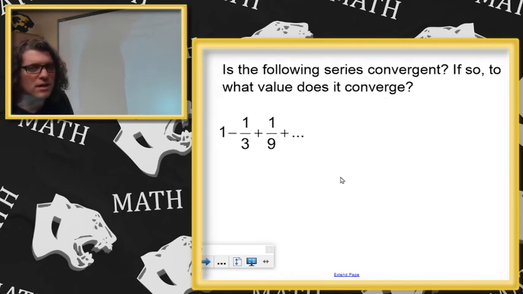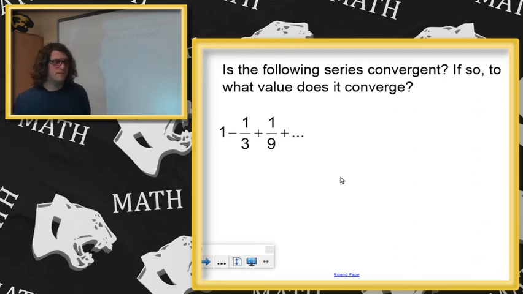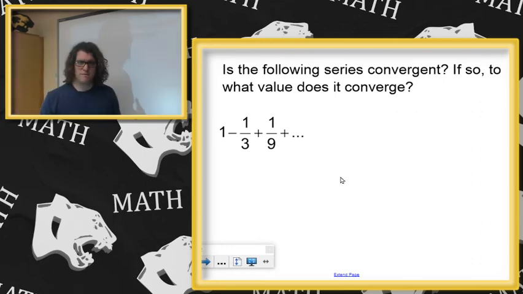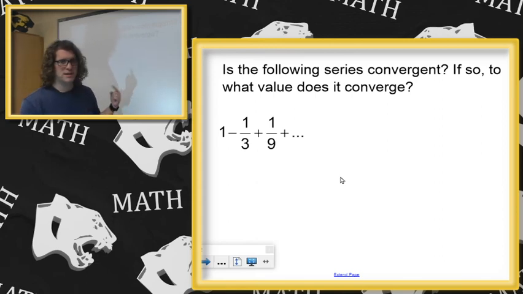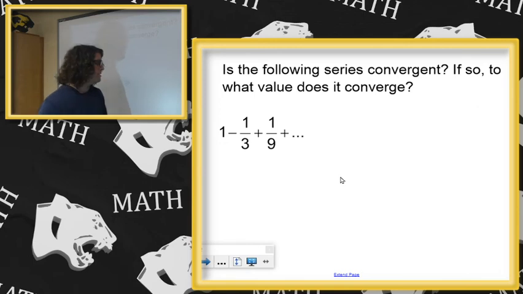All right. Is the following series convergent? If so, what value does it converge to? Okay, so all this stuff will take maybe a little bit to sink in, but using it in a case like this is nice and easy. So, is the following series convergent? If so, what value does it converge to?